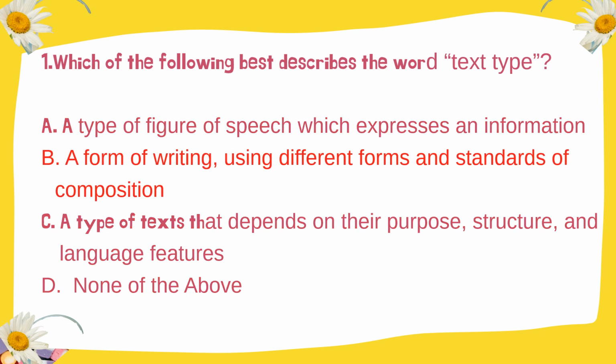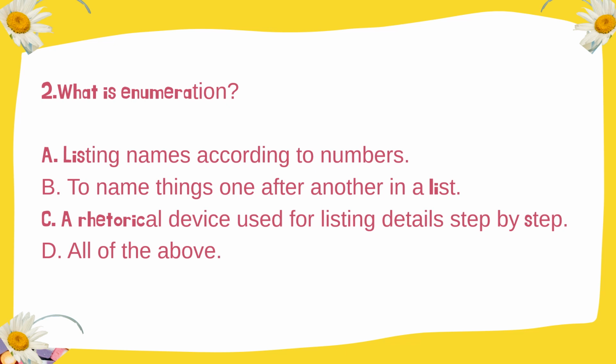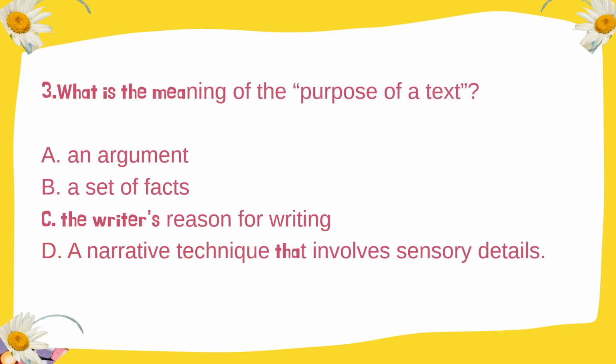Correct. A form of writing using different forms and standards of composition. Number 2. What is enumeration? Correct. Enumeration, these are listing names according to numbers, to name things one after another in a list, and a rhetorical device used for listing details step by step. So the answer is all of the choices.